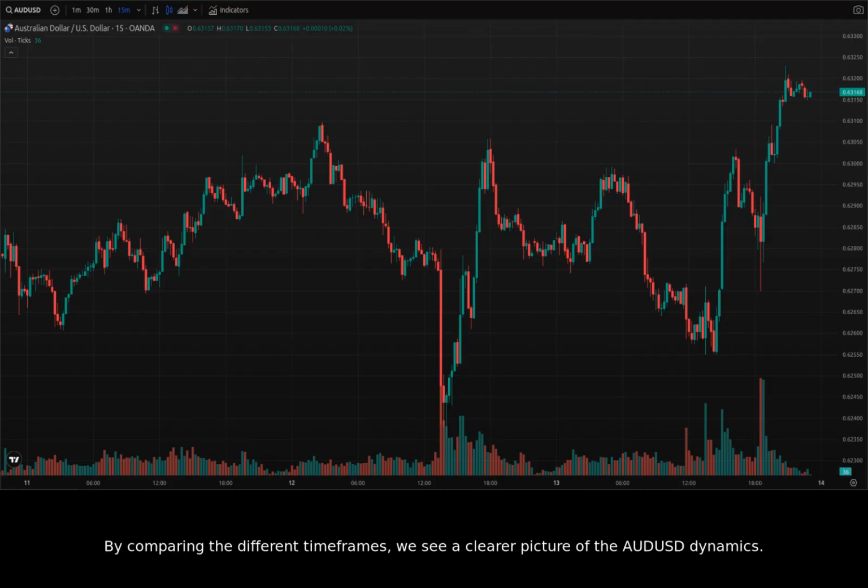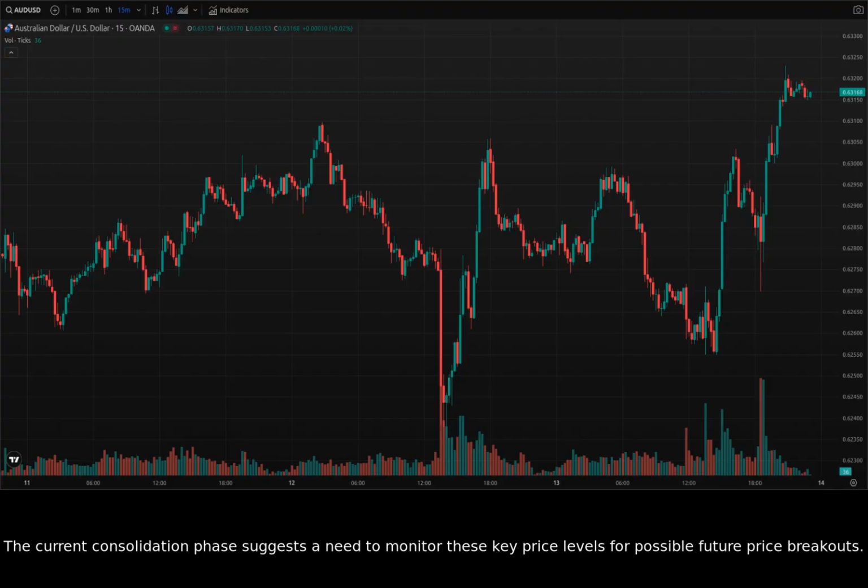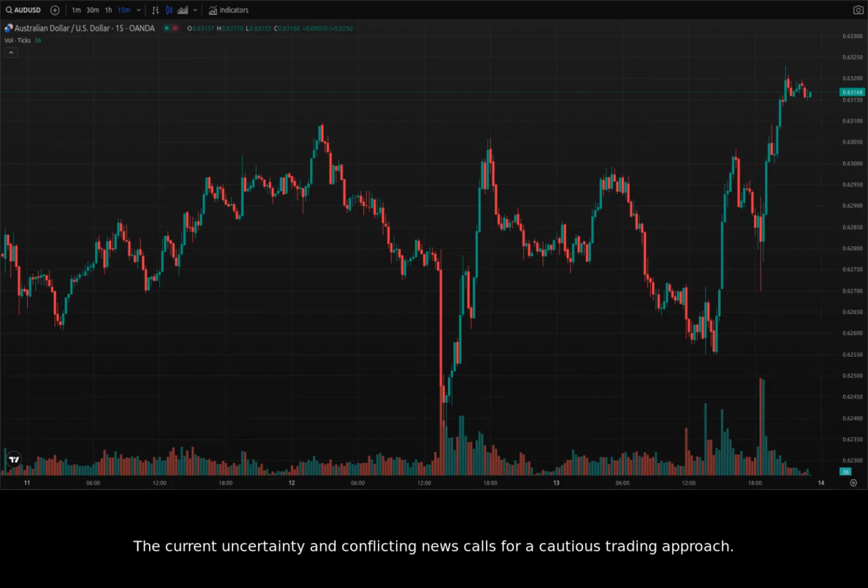By comparing the different timeframes, we see a clearer picture of the AUDUSD dynamics. Overall, the market appears to be somewhat sideways, with potential volatility. The current consolidation phase suggests a need to monitor these key price levels for possible future price breakouts. The current uncertainty and conflicting news calls for a cautious trading approach. Short-term trading might be risky due to the uncertain direction. Long-term traders might want to accumulate holdings at low levels in anticipation of a positive market turn.